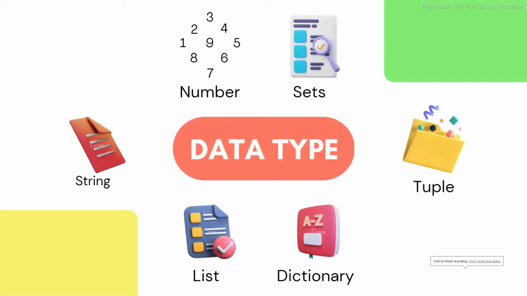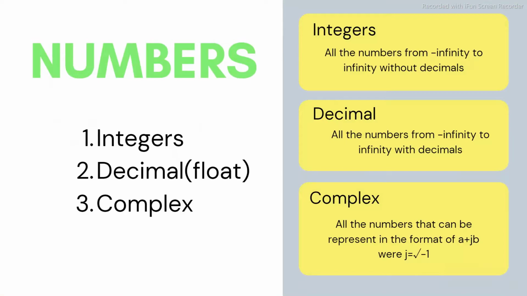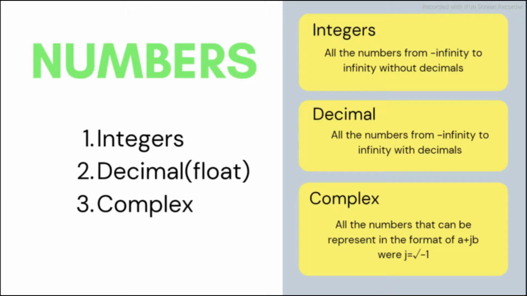Well, now I'm going to discuss the data types in Python. There are mainly 6 data types which exist in Python. Mainly the numbers, string, set, tuple, dictionary, and list. First of all, I go with the numbers. The number data type includes the integers, decimals, and the complex number.